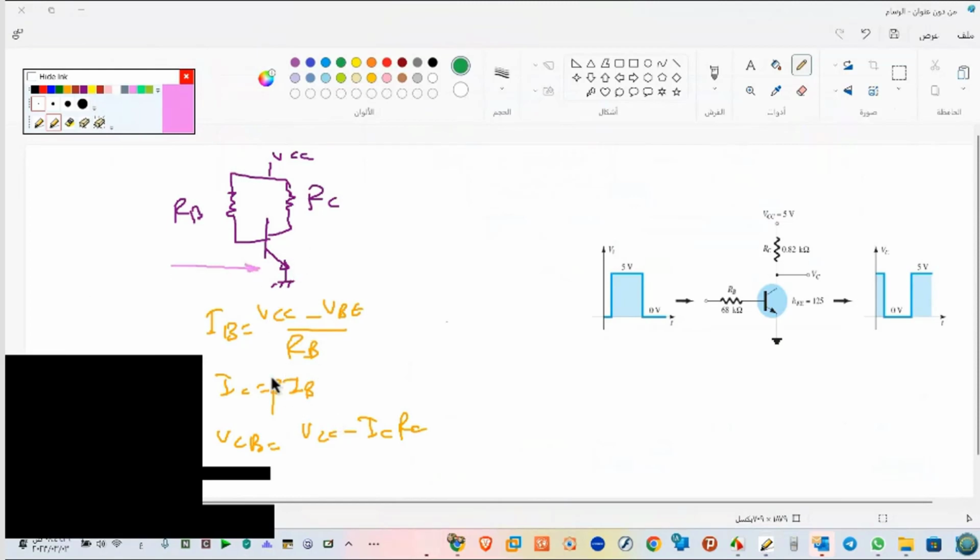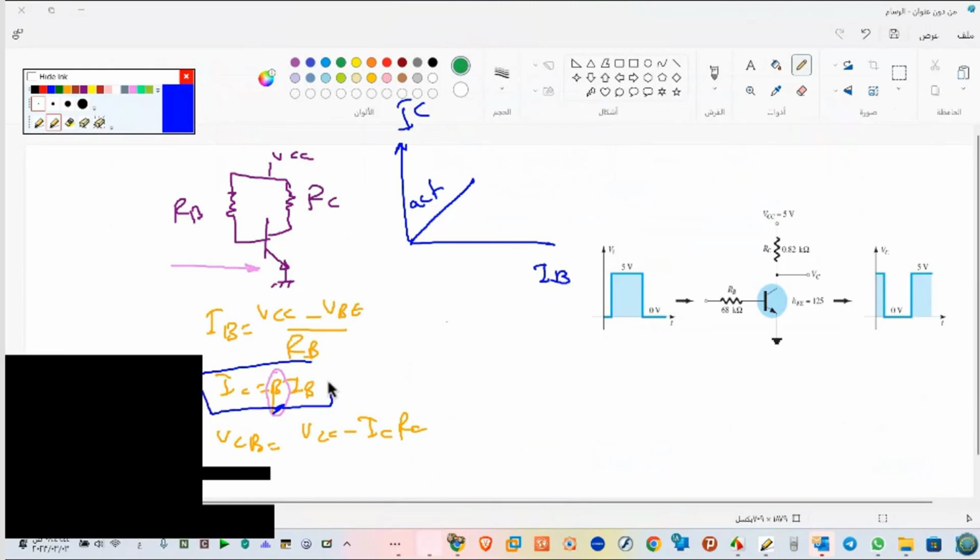Okay, here I have something very important. I'm working in the active region. I will draw again this graph. Don't forget this is IC with IB. IB increases, IC increases, and this point. So for active, I'm working here, so I can apply this formula. But after this point called IB max, here's saturation. I cannot apply this formula. Saturate.